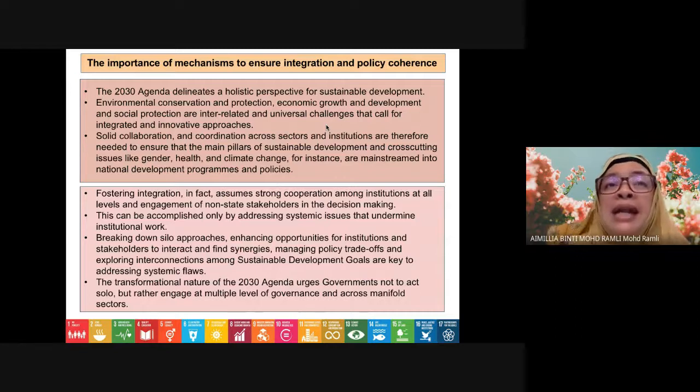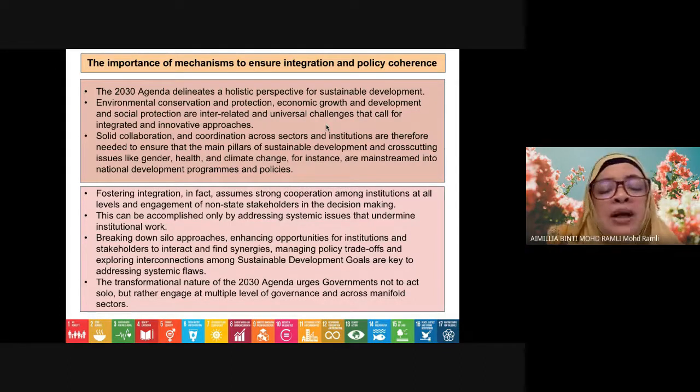If the environment is polluted, then we have not achieved sustainability. Okay, so all things must be taken care of. So solid collaboration and coordination across sectors and institutions are therefore needed to ensure that the main pillars of sustainable development and cross-cutting issues like gender, health, and climate change, for example, are mainstreamed. Okay, so we need to be collaborating.